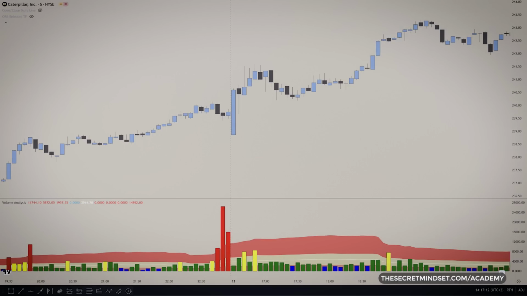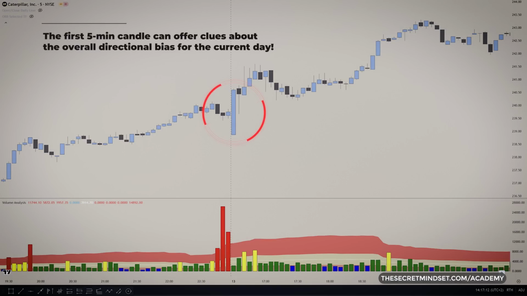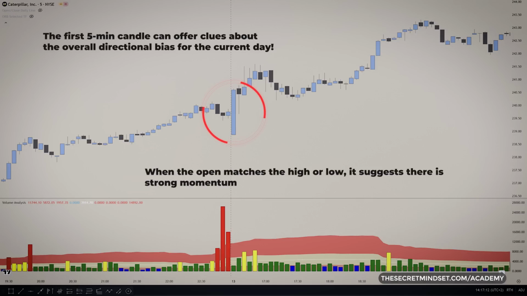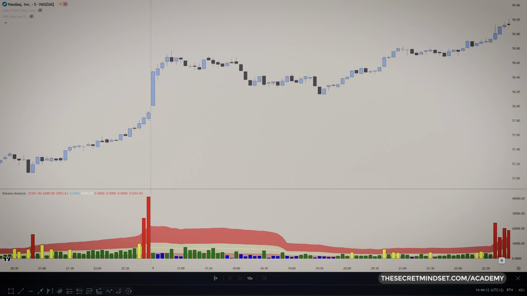The opening minutes each day will provide powerful clues about potential scalping opportunities, but also an overall directional bias. The key point is that when the open matches the high or low, it suggests there is strong momentum. This often leads to increased volatility, and this presents an opportunity for us scalpers to jump in and capitalize on future swings. The plan is simple: to catch quick moves based on the early momentum.